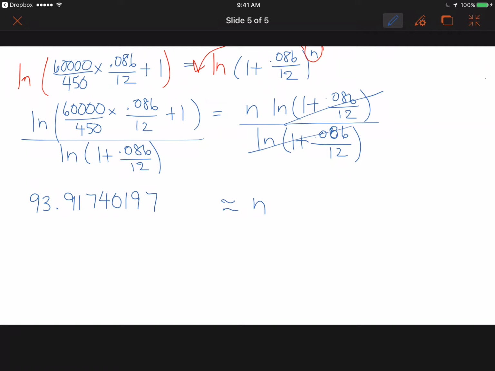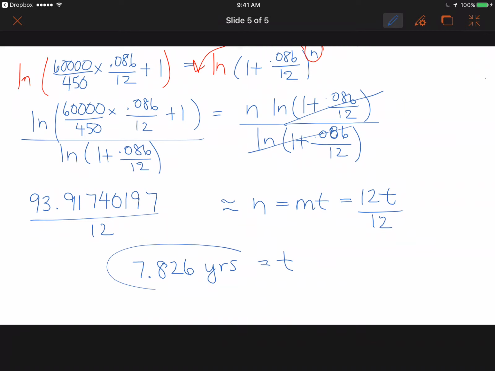your $60,000. Now, if we want to know how long, we need to solve for years. Remember, n is m times t, and in this case, m is 12. So to solve for t, I'm going to divide both sides by 12. This number should still be sitting in your calculator, so just hit divide by 12, and you should get 7.826 years. So it'll take approximately 7.826 years for the account to reach $60,000.